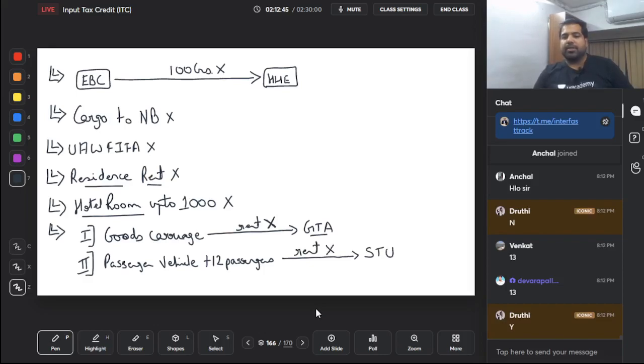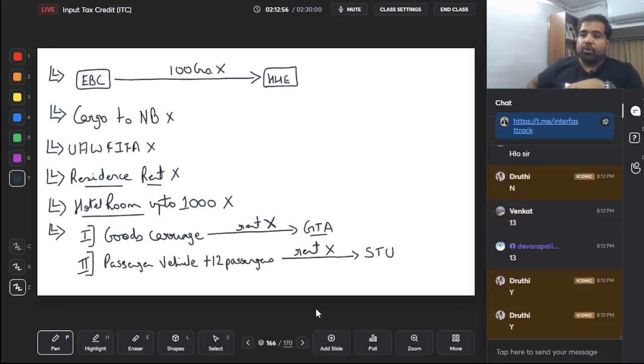Yes, but no GST. Example, guys, you have 3 mini buses with you. Are there more than 12 passengers in a mini bus? Definitely. And you give it to Karnataka Road Transport Corporation or you give it to BEST in Mumbai, all these state transport undertakings, then there will be rent but no GST. And this third one is very, very different.